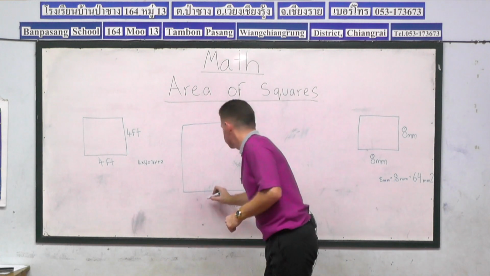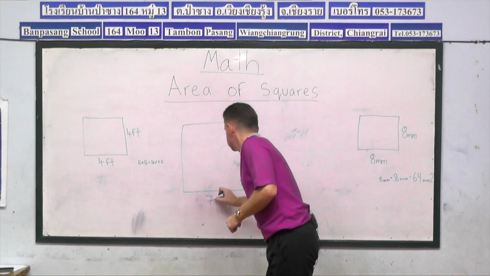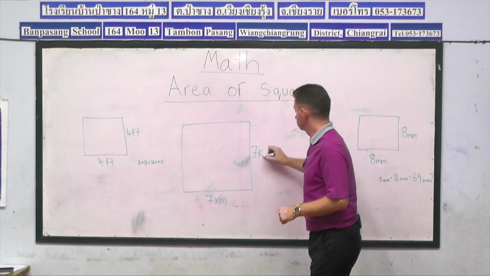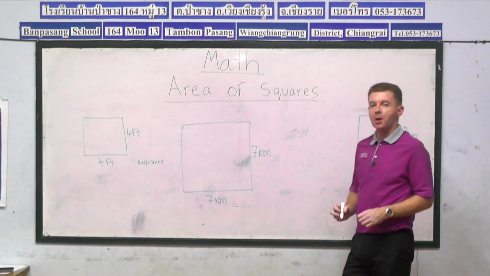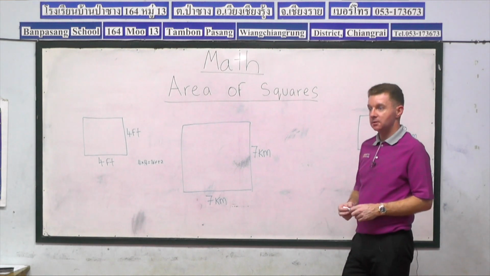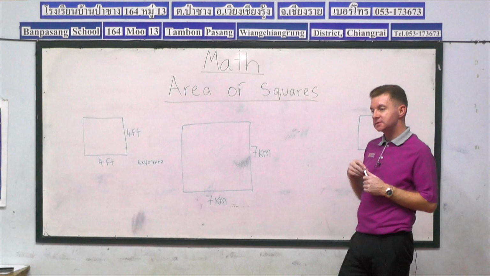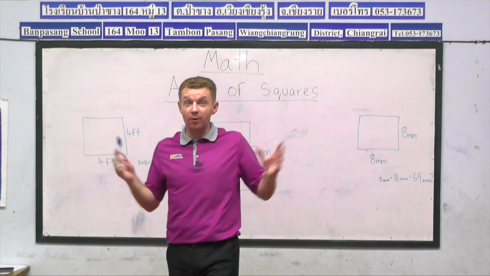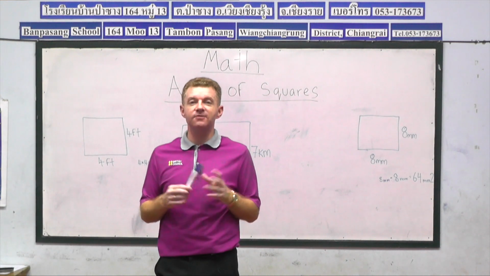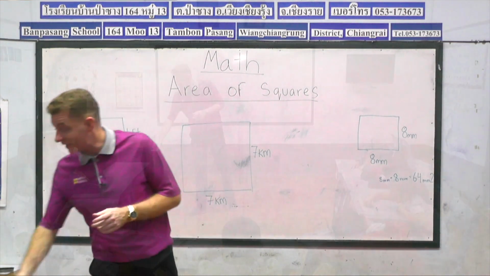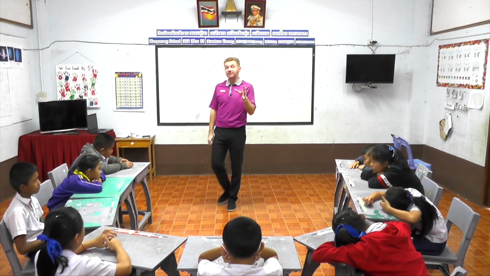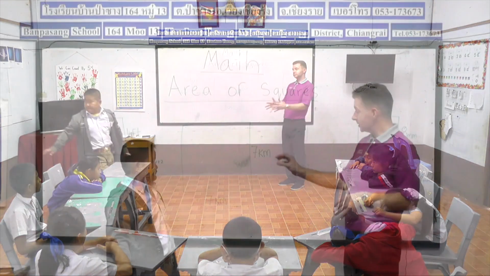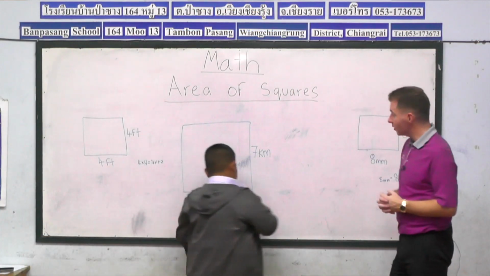This time we're using kilometers. How many kilometers? 7 kilometers. Each side is 7 kilometers, which in real life is a very long distance, but we're only using it to demonstrate. And now I would like Net to come forward and demonstrate how to work out the area of this square. Net, can you work out the area of this square?